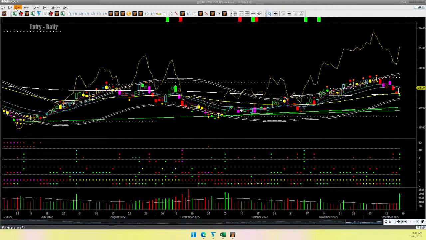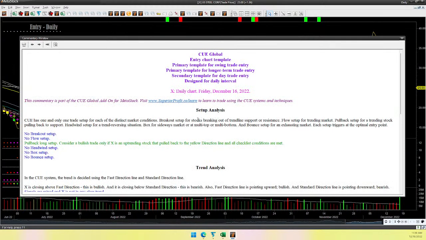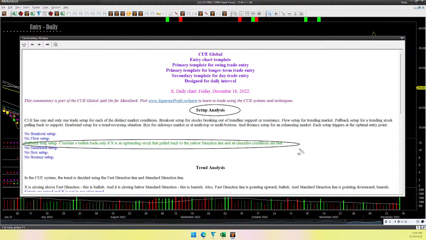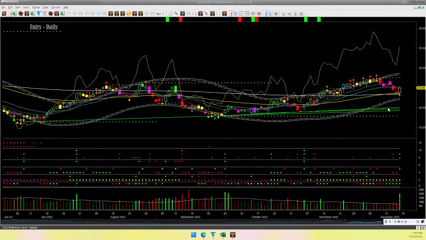Yes, it gave. We may also look at the commentary for that. I started showing this latest version of commentary a few weeks ago. The entry chart commentary is divided into three parts. The first part is setup analysis. Any bullish setup comes up in green color, and on Friday US Steel showed a possible pullback long setup. So it confirmed at the close.